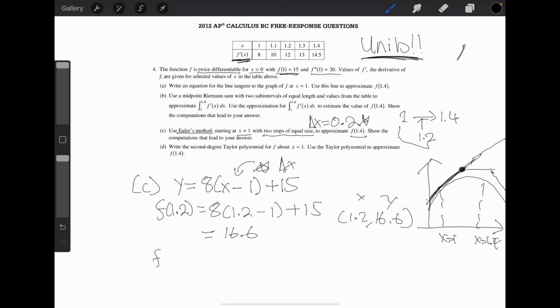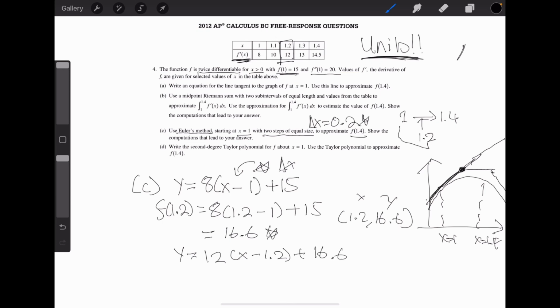Now, we need to take another linear approximation, as it says to use two steps of equal size. And so we're drawing a unique linear approximation by making another tangent line and using the x equals 1.2 values. So in this case, y equals the slope at x equals 1.2, which is 12, not 8. So be careful not to reuse it. And x is minus 1.2 instead of 1. And it's added to the y value at x equals 1.2, which is 16.6.